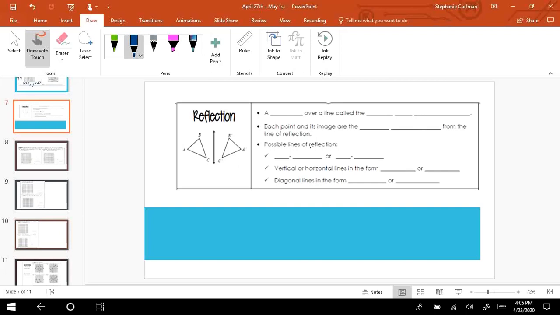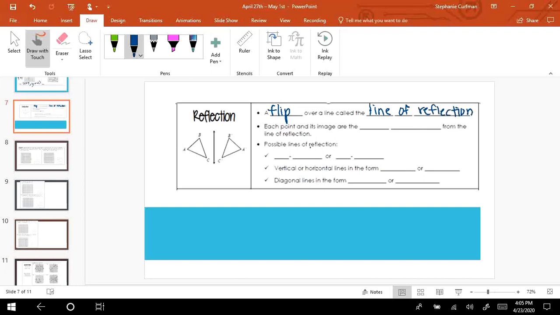So a reflection is a flip. A reflection is a flip over a line called the line of reflection. Okay, so we're flipping, kind of like in a mirror. Like when you look in the mirror, it's a mirror image, a flipped image of yourself. So it's a line of reflection.